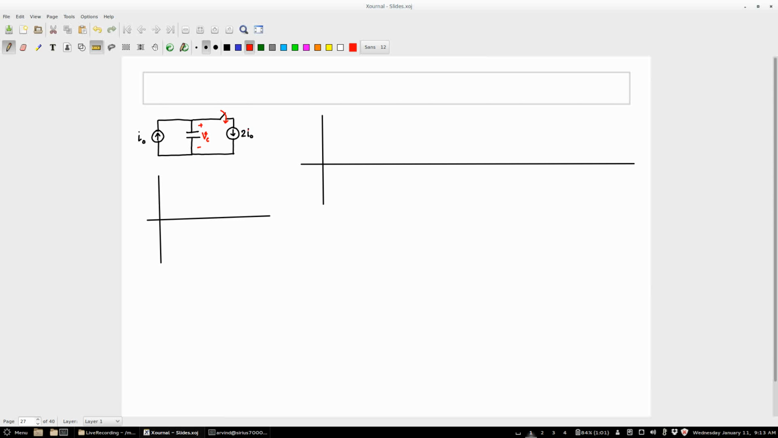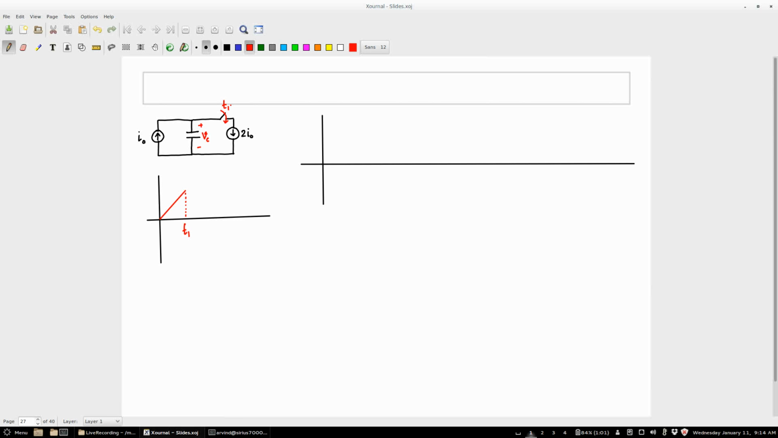If the switch is closed, you can assume that I0 is charging this capacitor. So how will voltage change? Voltage will increase, right? No. Assume at t equal to 0, this 2I0 is not there. At time t equal to 0, assume only I0 is there. If I0 is there, then this will increase, right?